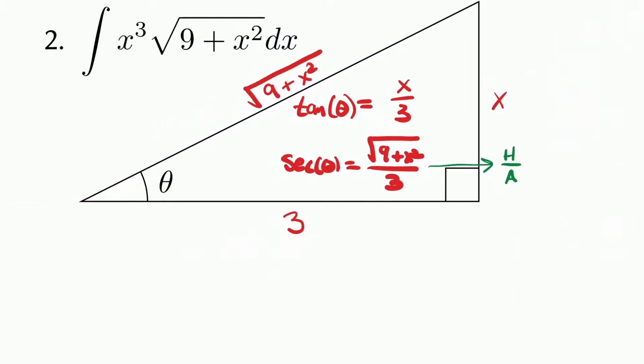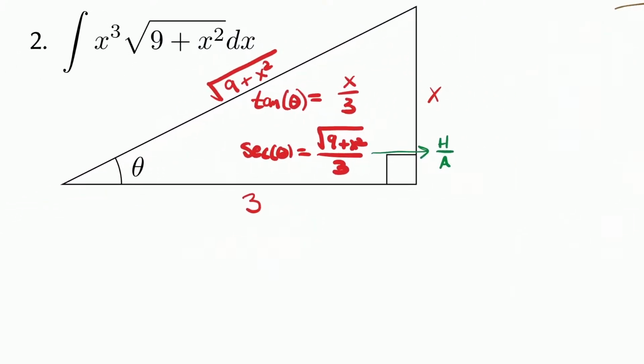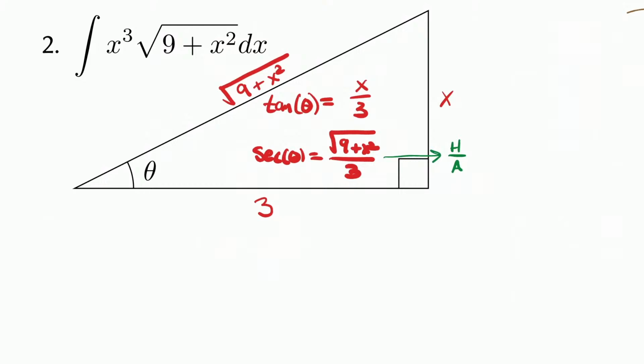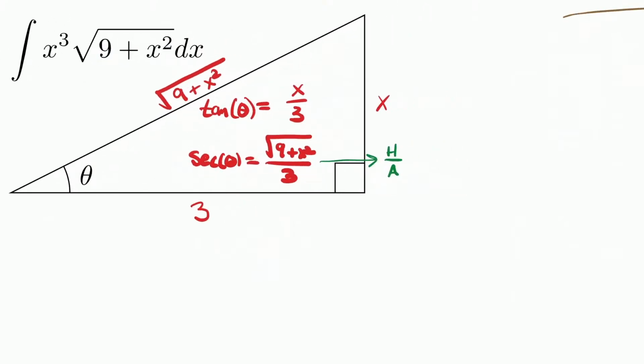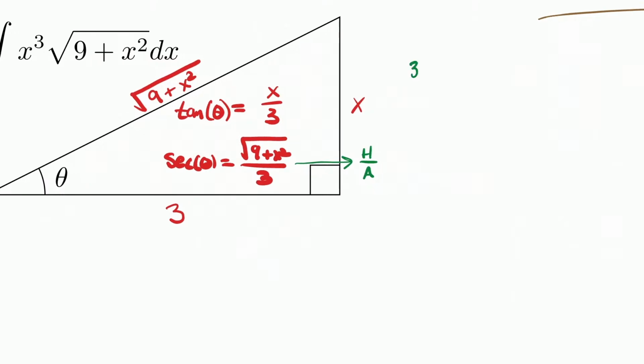So now let's just put this together. Let's see what's next. It's always good to jot this down over here. 3 tangent of theta is equal to x. So that's going to clue us in to what's going to go here. And then 3 secant theta is equal to the radical. So that clues us into what goes there. I still need dx, but dx isn't that hard.